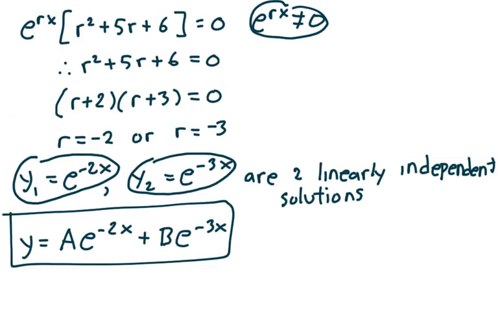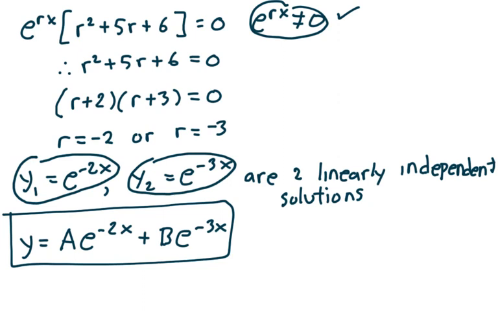And when I do, I get e^(rx) times the quantity r squared + 5r + 6 = 0. But e^(rx) is never 0. And so r squared + 5r + 6 must be 0. And if I factor, I get (r + 2)(r + 3) = 0. So r is -2 or r is -3.